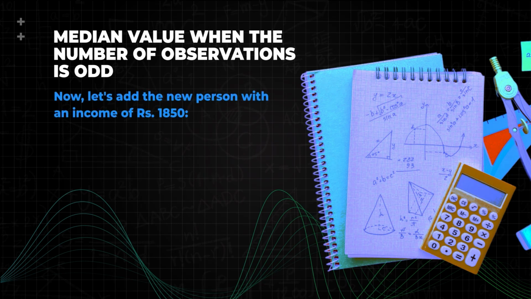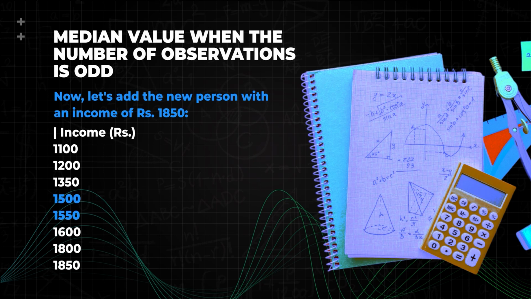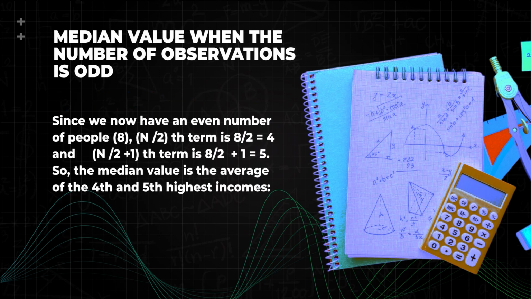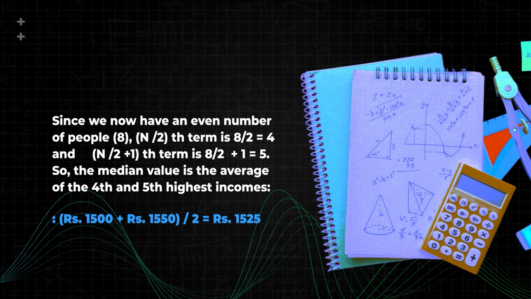Now let's add a new person with an income of rupees 1850. So we have added 1850 in the income series. Since we now have an even number of people, 8, so n by 2, that means 8 by 2 is equal to 4, and n by 2 plus 1, that means 4 plus 1 is equal to 5. So the median value is the average of the fourth and fifth highest incomes. So we add 1500 plus 1550 and divide it by 2. So we get the median value as 1525.